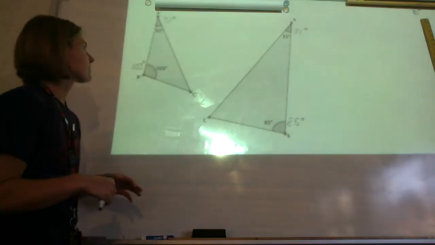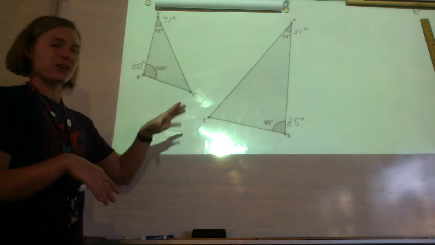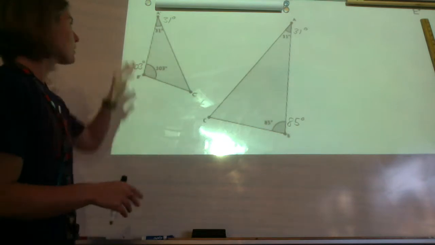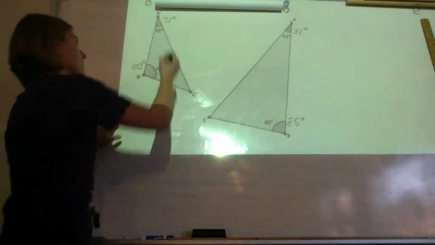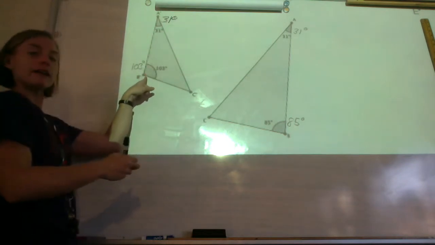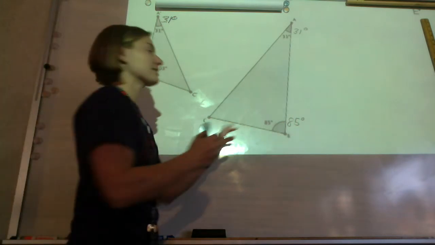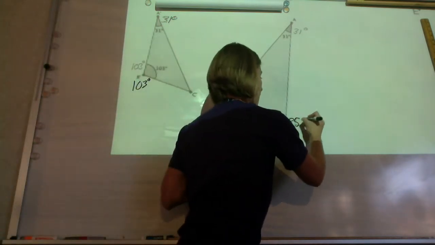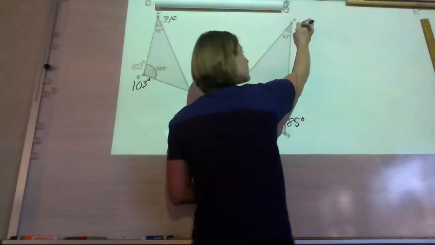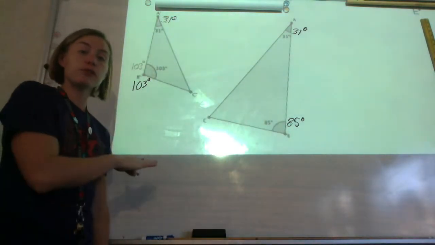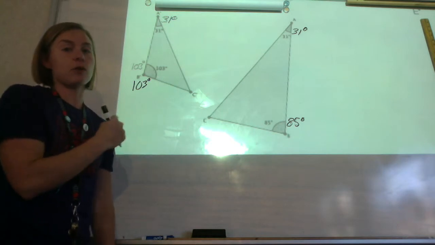With our last example, I know that the angles are a little fuzzy, so take a second to write these in if you need to. This top one is 31. This side one is 103. Down here, this is 85. And up here is 31. So now let's take a look if we can prove that these two are similar or not.